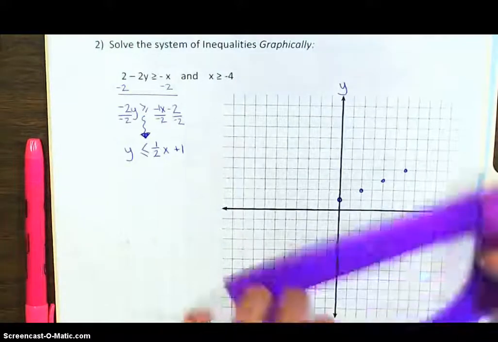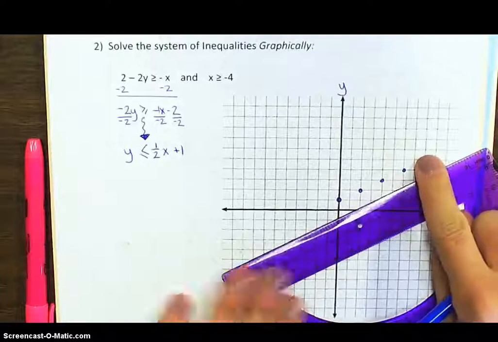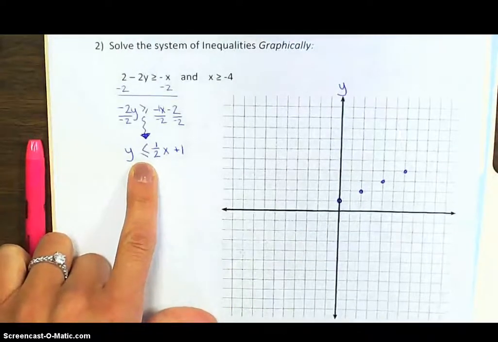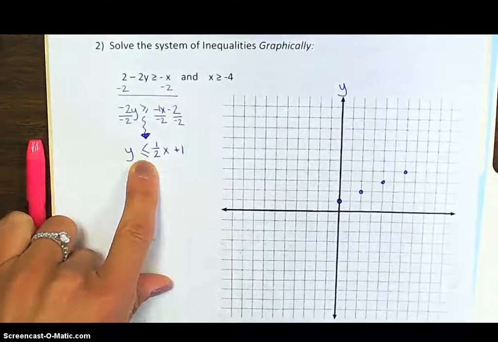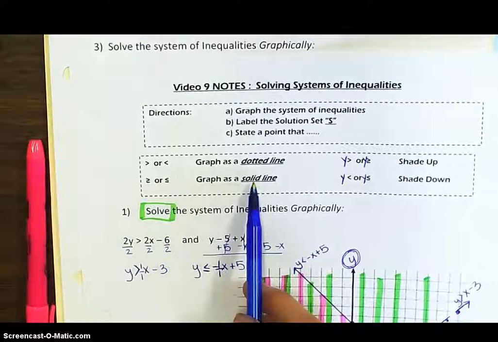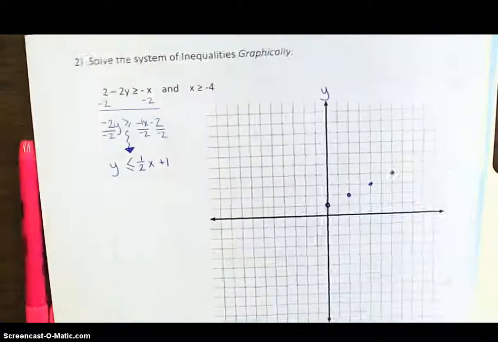Okay, now, before I draw my line, I have to make the decision. Is this going to be a dotted line or a solid line? Well, let's take a look. There is an equal sign under the inequality. So that means if there's an equal sign, it's a solid line.